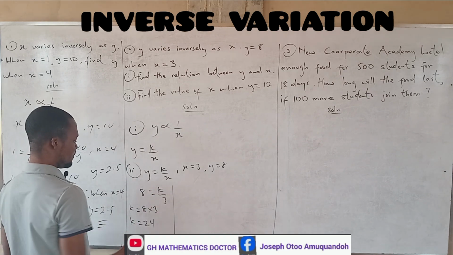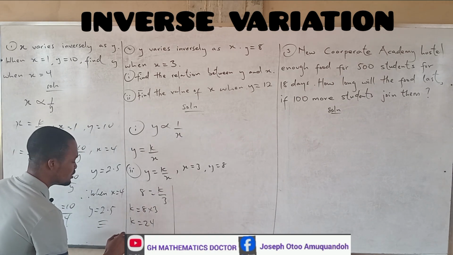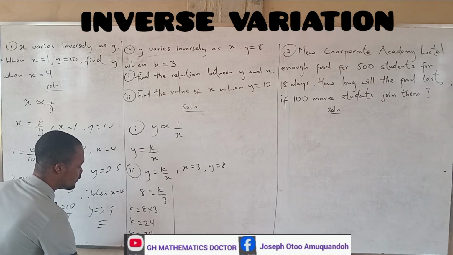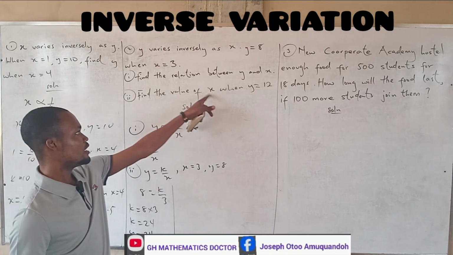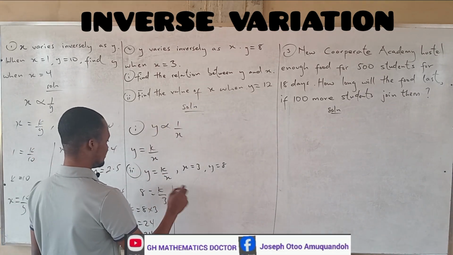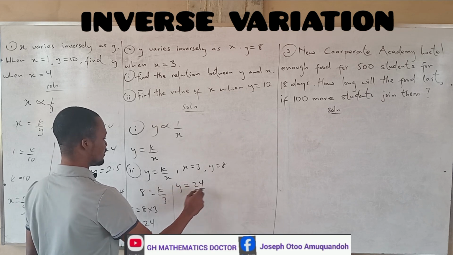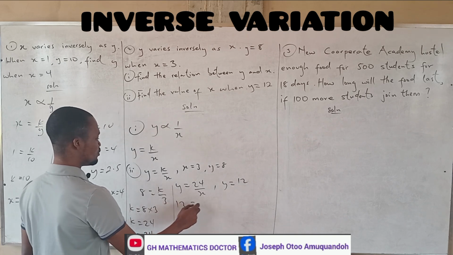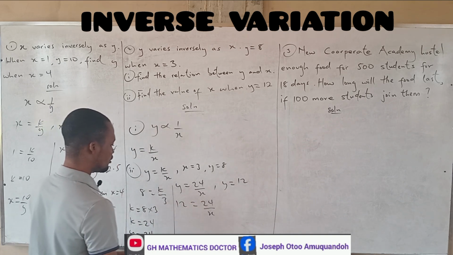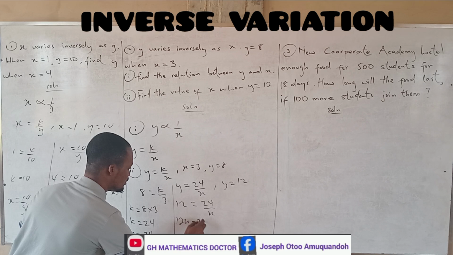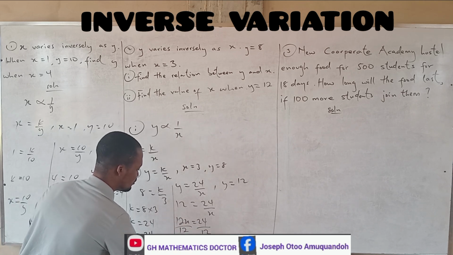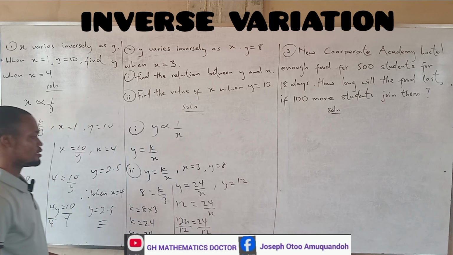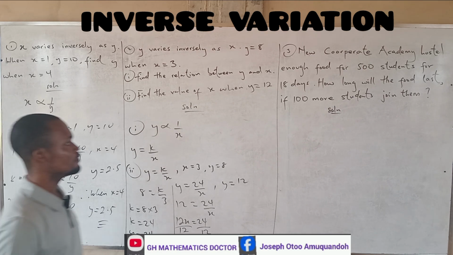Now you're going to put this k into the original equation, which is y equal to 24 over x. So finding x when y equal to 12, you say that y equal to 24 over x, when y is equal to 12. So we have 12 equal to 24 over x. Then cross multiply, so we say that 12x equal to 24. Divide both sides by 12, and our x is equal to 2. That is the final answer. So you follow the steps and also solve questions like this.